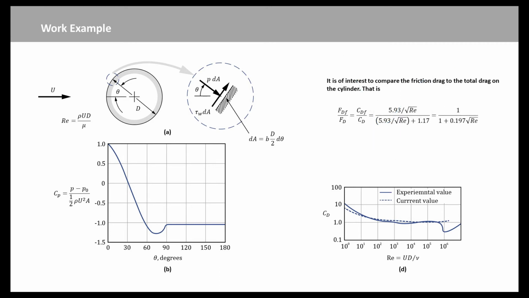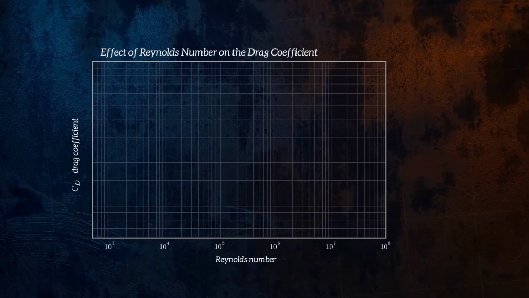It is of interest to compare the friction drag to the total drag on the cylinder. That is this equation. For Re equal to 10^3, 10^4, and 10^5, this ratio is 0.138, 0.0483, and 0.0158 respectively. Most of the drag on the blunt cylinder is pressure drag, a result of the boundary layer separation. Now, let's look at how the drag coefficient varies for a few different two-dimensional shapes.